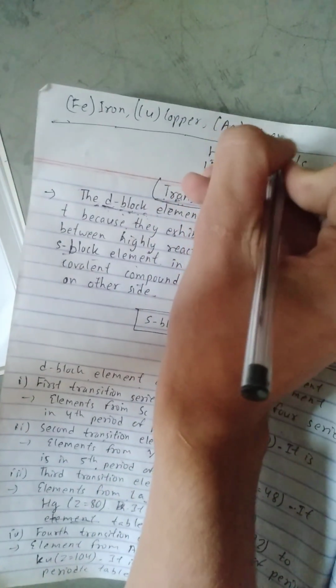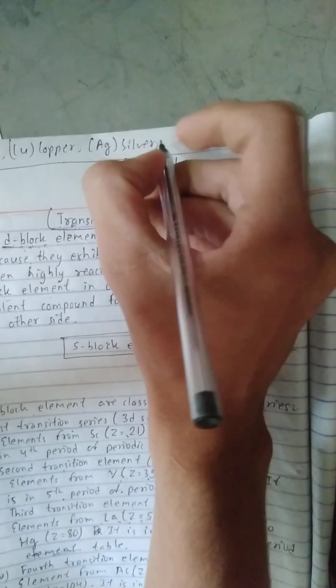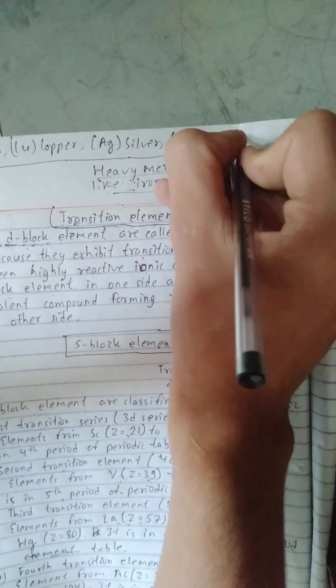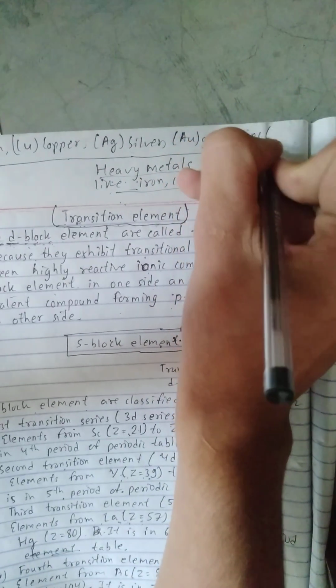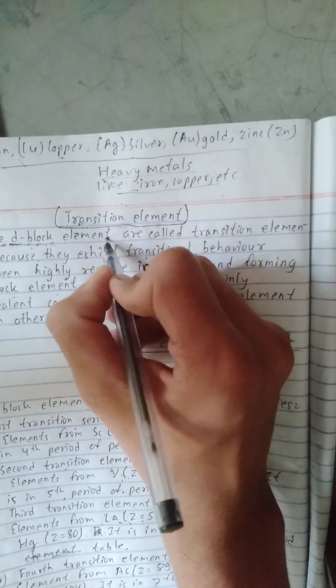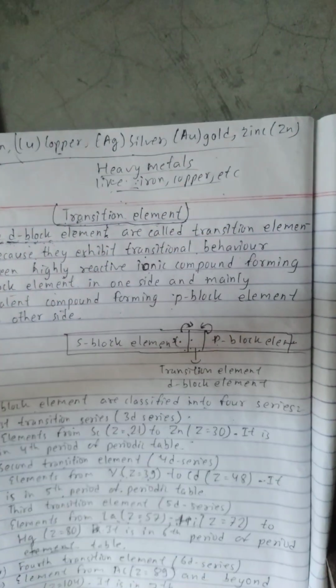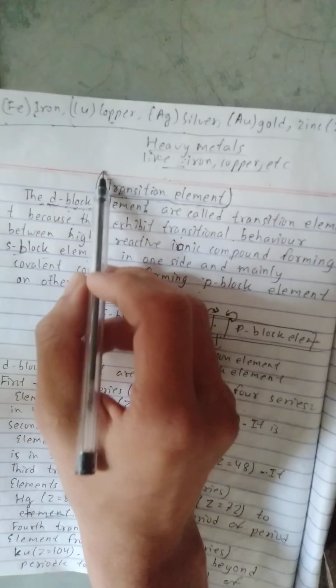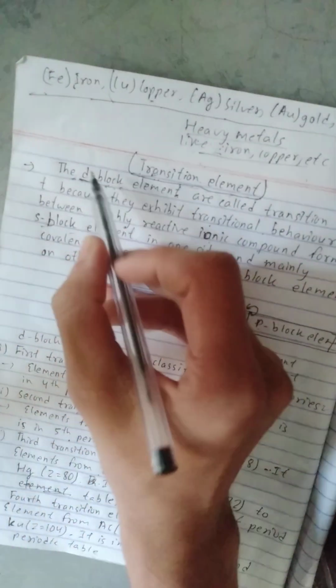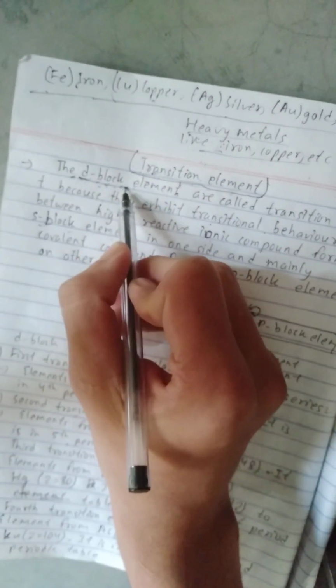Ag, silver, Au, gold, Zn and zinc, and many more. These elements are all transition elements, also known as d-block elements. They lie in the d block.